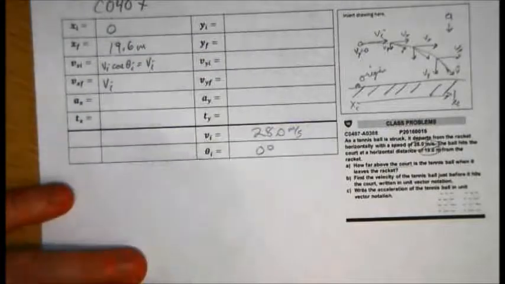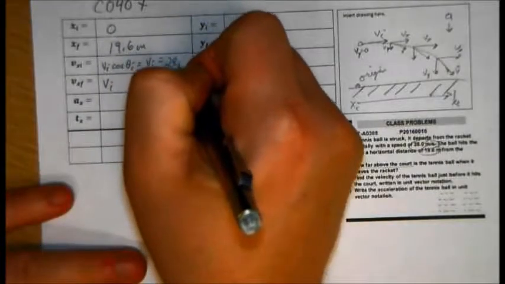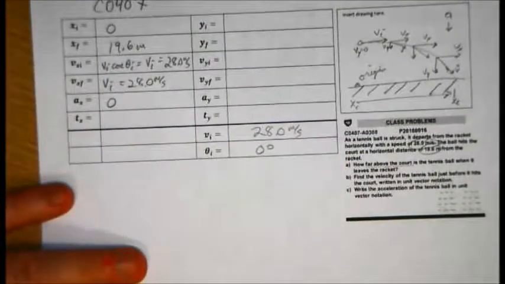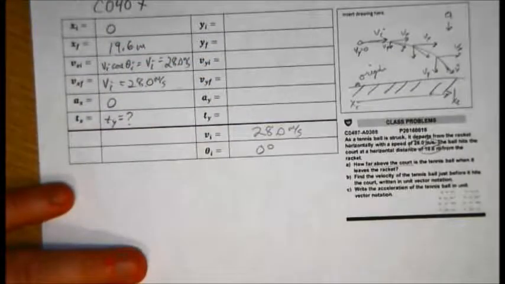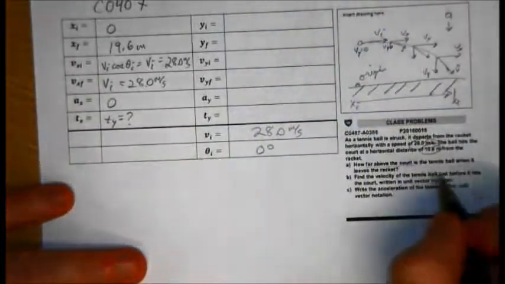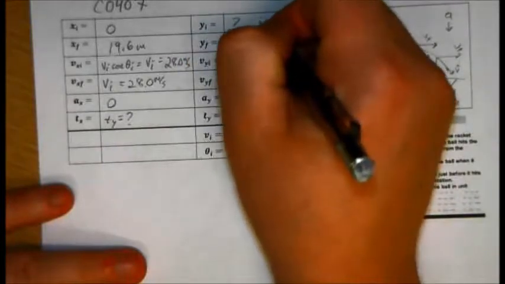The final velocity is equal to v initial, and you can put the numbers there too if you want, because the acceleration is 0. We don't know what the time is, but we know the time is the same in the x and the y dimension. On the y side, do we know how high above the court it is? No, we don't know this. We are looking for this in part A.